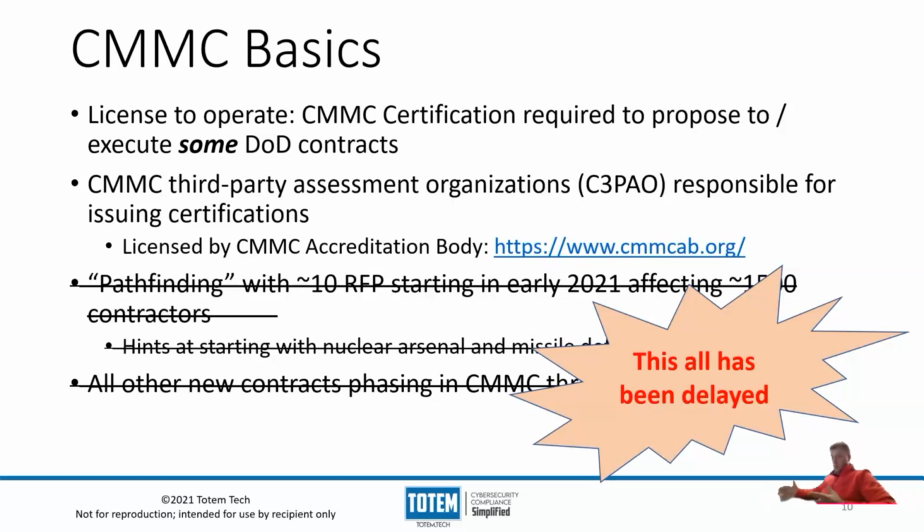If you're handling a level 2, that means that you are handling that CUI, and it will be stated in your contract whether you have to be fully implemented, or whether you can use your plan of action and milestones, your POAM, to cover a lot of those gaps and tell the government that you are working towards that perfect score. So CMMC third-party assessment organizations, or C3PAOs, are responsible for issuing those certifications. That is all done through what's called the CMMC AB, or the accreditation body. And all of those trainers and assessors are approved through that organization.